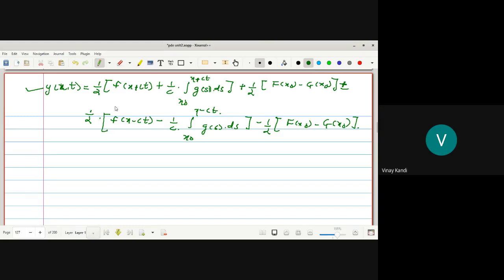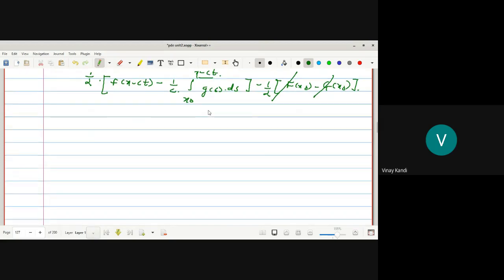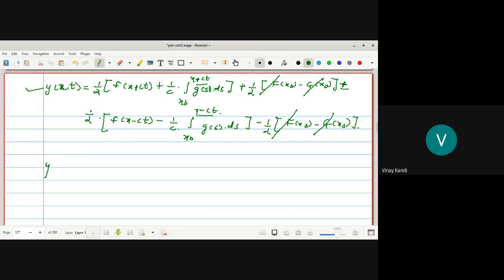Okay, after simplification, what will happen? After simplifying, the plus and minus will cancel. This plus, this plus, minus, minus, this also will cancel. What else will cancel? This will not cancel, this x plus ct and here x minus ct. Okay, so y is the function of x and t, that is the solution of the given partial differential equation.